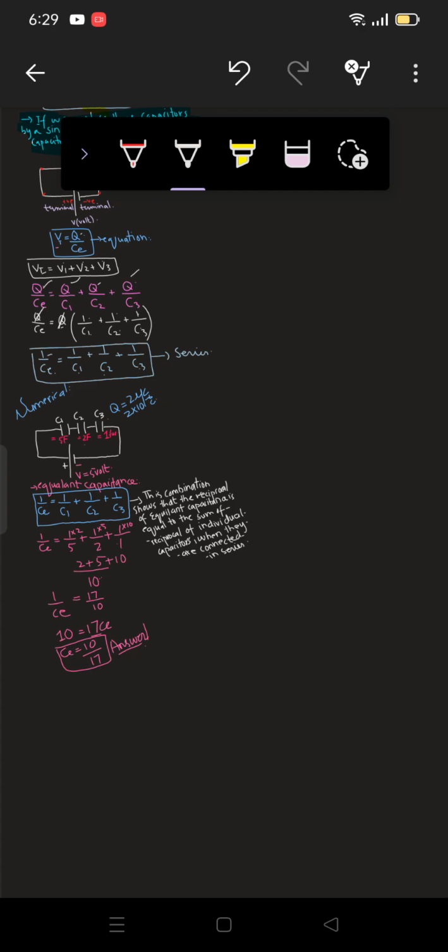However, we will have a different equation for the parallel combination, or capacitors in parallel. In today's video we did a numerical in which we learned how to find the equivalent capacitance. We can find the reciprocal of the equivalent capacitance by adding all the reciprocals of individual capacitors. That leads us to the equivalent capacitance. In the next video, we're going to discuss the parallel combination, or capacitors in parallel.